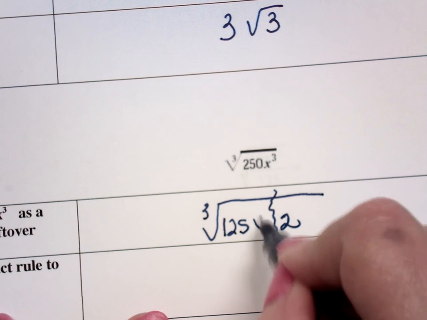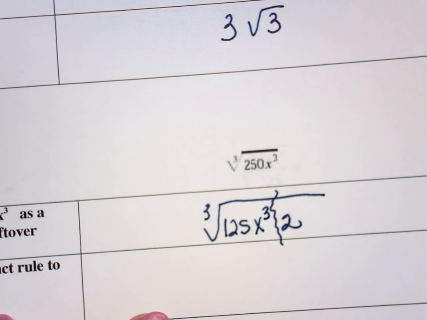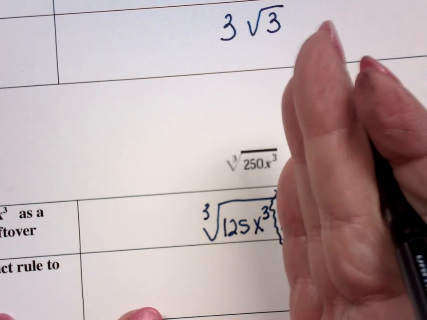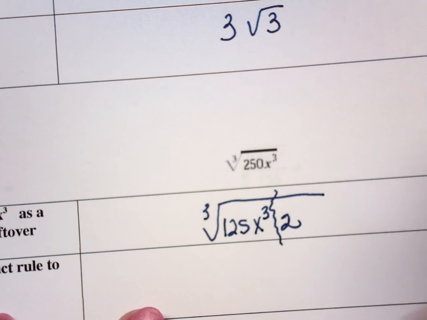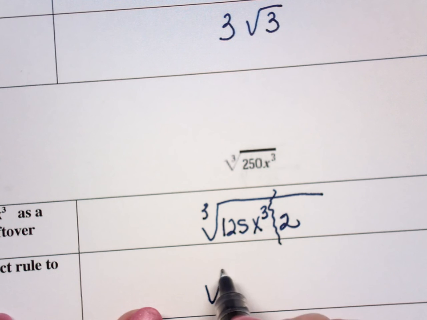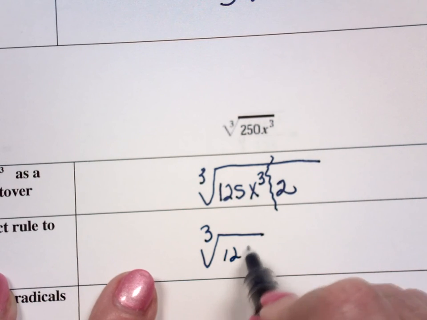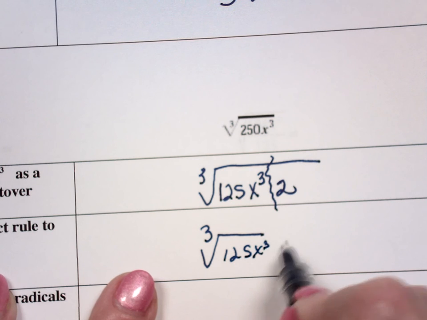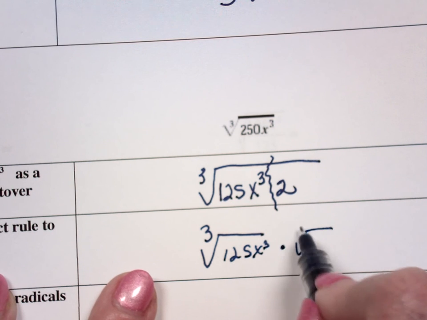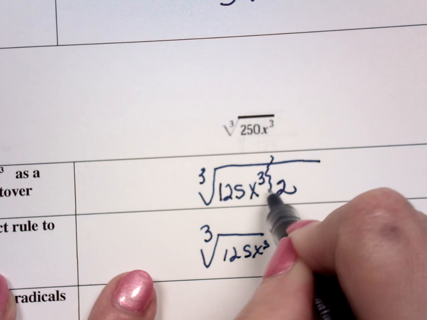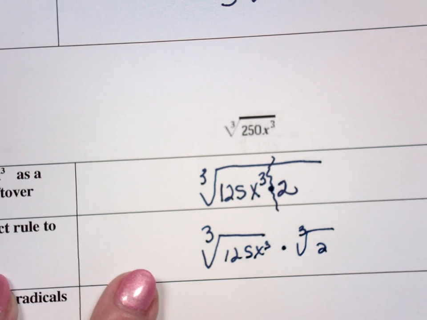X cubed is a cube. So what's in front is the perfect cube. What's in back is what's left over. So this turns into the cube root of 125 x cubed times the cube root of 2. Why? Because there's a times in between those two.